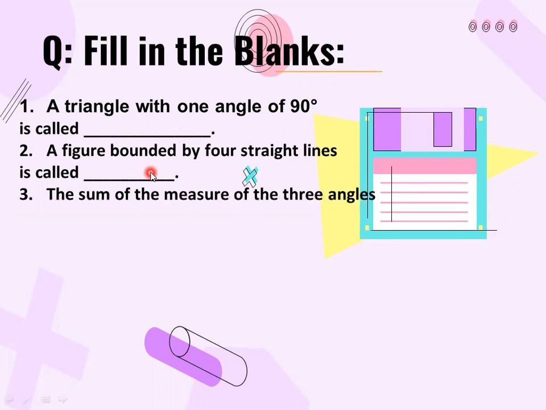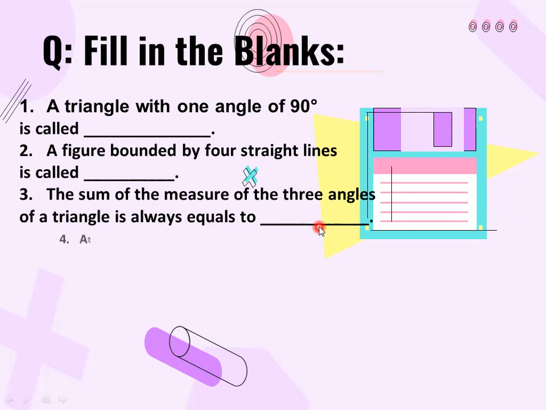The sum of the measure of the three angles of a triangle is always equals to, very simple and easy. The sum of the measure of the three angles of a triangle is always equals to what? It is always equals to 180 degree. Yes, answer is 180 degree.